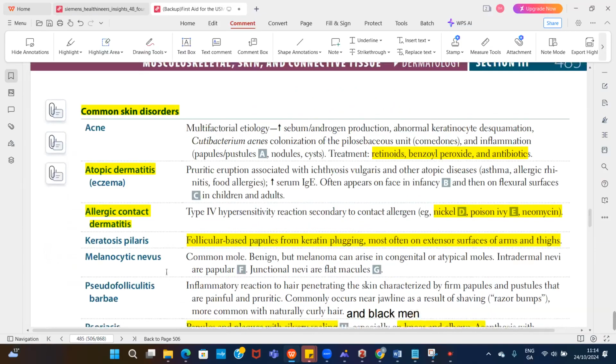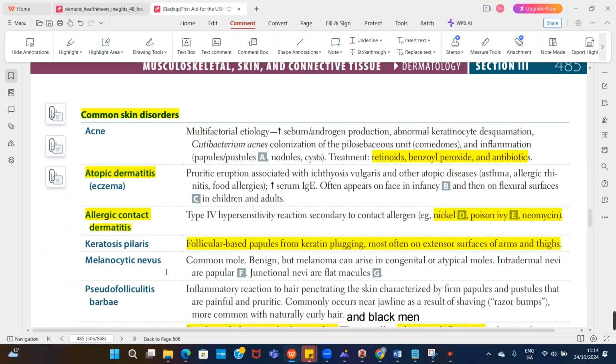The first one we have here is acne. Acne is very simple. We cannot go for an exam and not know what acne is all about. Acne has multifactorial etiology, and it's more like a progression. It occurs very commonly in pubertal people, adolescents, because at that age you have increased elaboration of androgens, and androgens increase sebum production. So you have more sebum being produced.